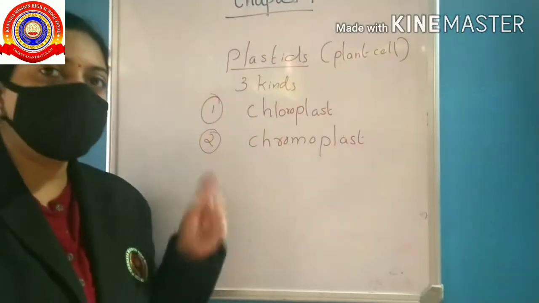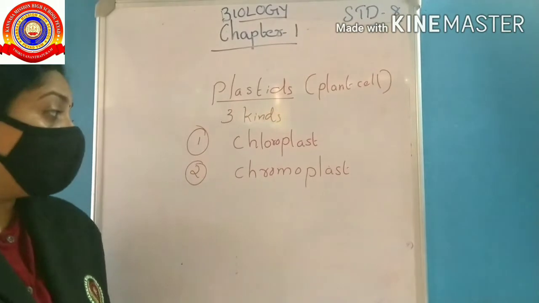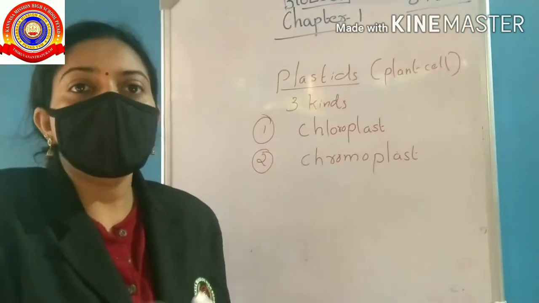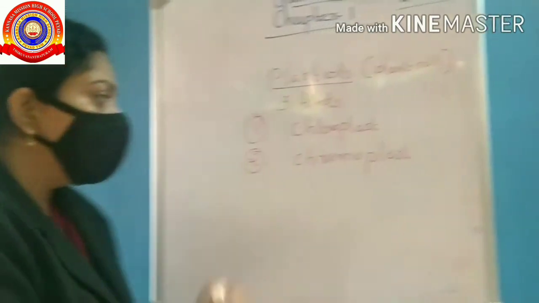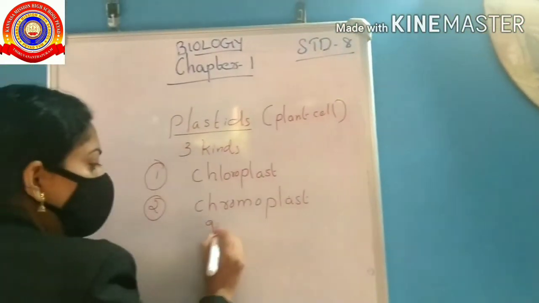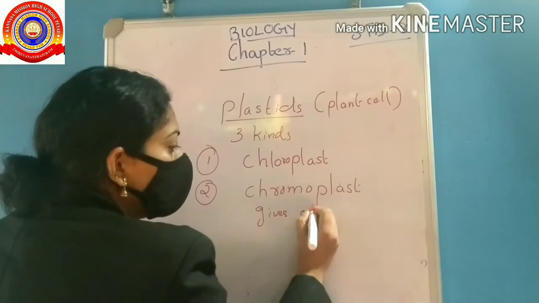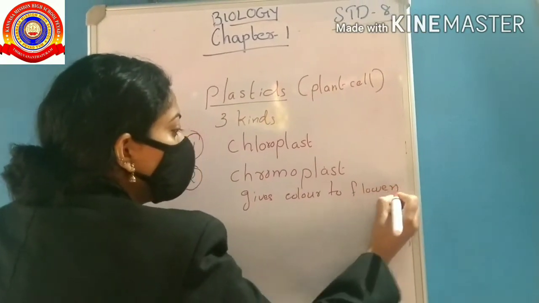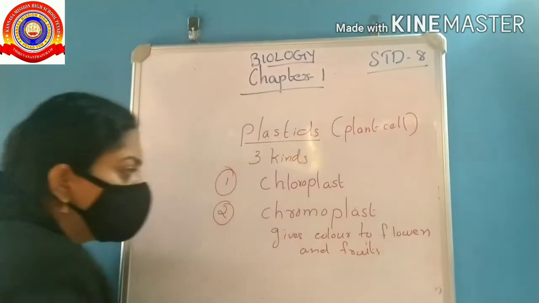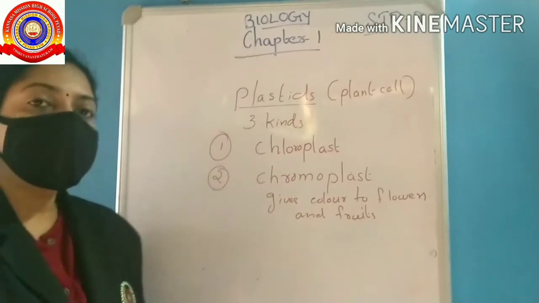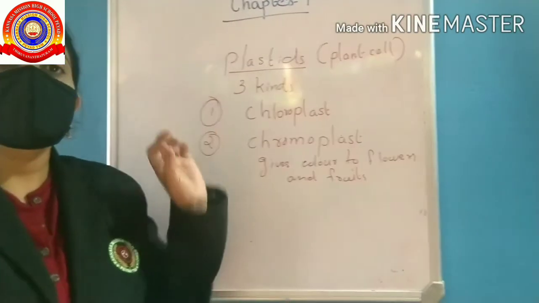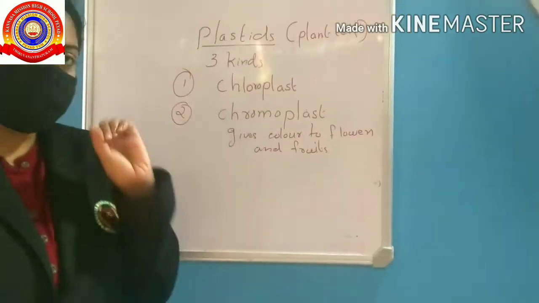The second one is chromoplast. The function of chromoplast is to impart or give color to the flowers and fruits. The chromoplast contains certain pigments.